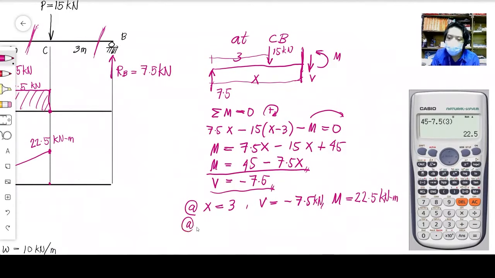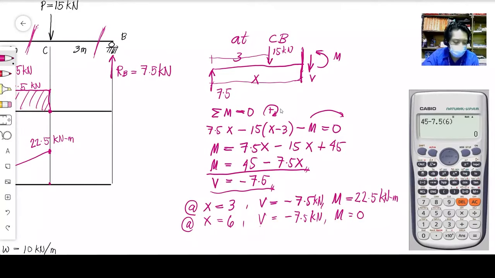Okay. At B, x is equal to 6. At x equal to 6, your shear is still at -7.5 kilonewton. And your moment, when x is equal to 6, the answer is 0. So 0 at moment.